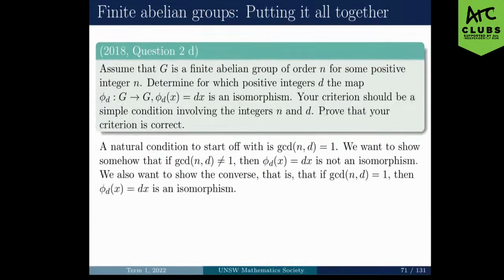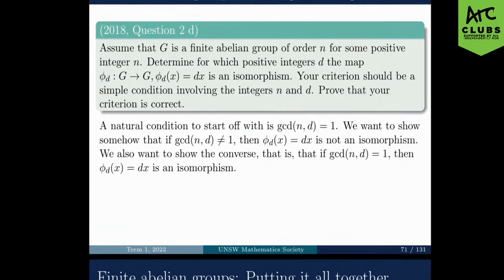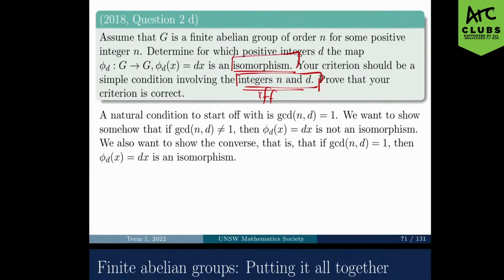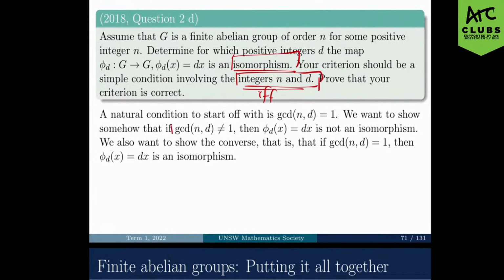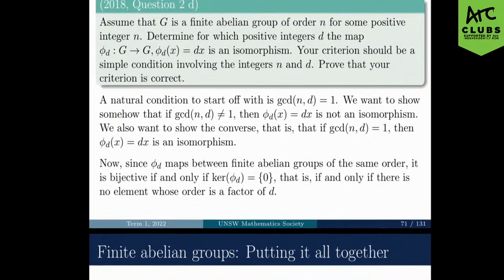Something to note here is that we want to show two things. We want to show that this is an isomorphism if and only if the condition holds. So we want to show that if our condition is not true, then it's not an isomorphism, and we also want to show the converse, which is that if it is true, then it is an isomorphism. All right, so how do we show something is an isomorphism or not? Well, it turns out that being an isomorphism is equivalent to the kernel being equal to the trivial subset, and that's something James mentioned earlier.